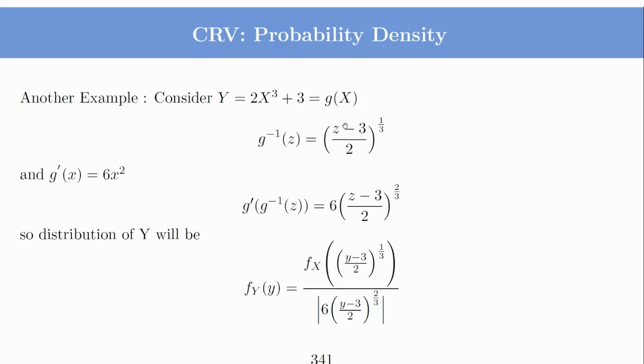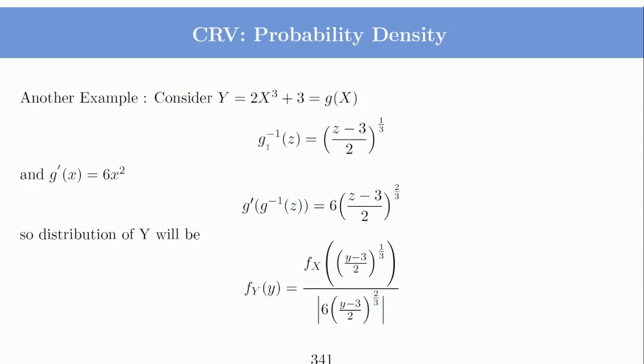I will cover one more example. Suppose y is equal to 2x cube plus 3. Suppose this is g(x), then the g inverse z would be ((z minus 3) by 2) to the power 1 by 3. Let's assume it's real values only, so there's only one root here. And the derivative would be 6x square, and x is nothing but g inverse z. So the derivative at g inverse z is equal to 6 ((z minus 3) by 2) to the power 2 by 3.